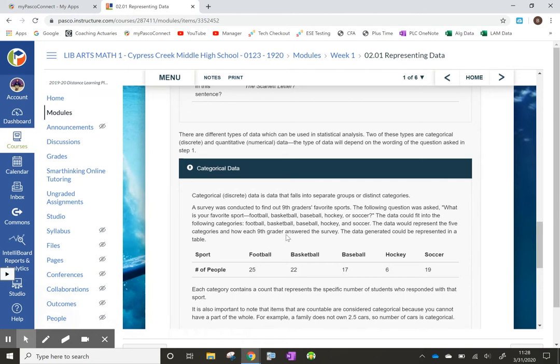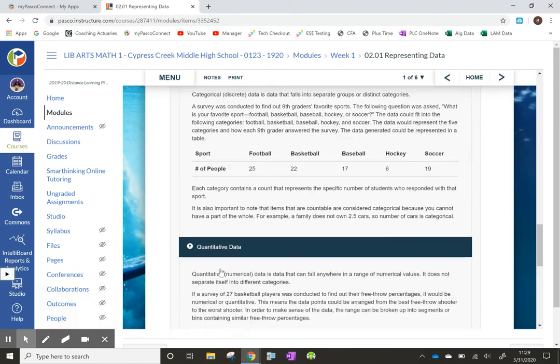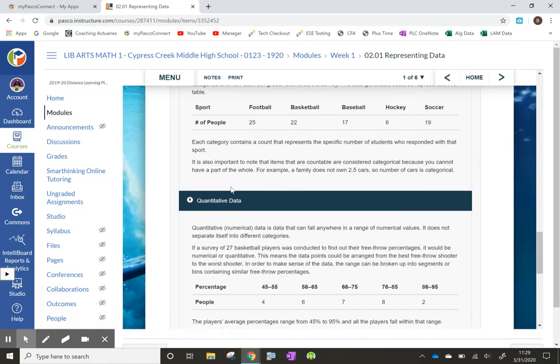So, for example, the number of people that like certain sports. And sports can be grouped into categories. So football, basketball, baseball, whatever, right? That's categorical data. How many people like each sport? Then there's quantitative data, which is more measurable, more numerical. Both are fine. Nothing wrong with either of them. It's just two separate types of data.